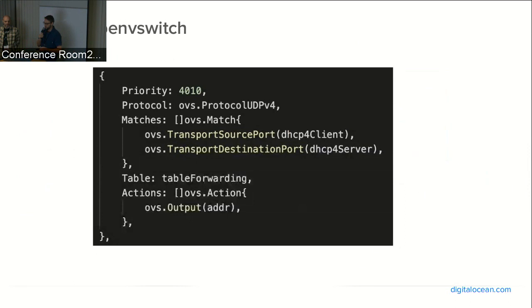Now an example of how to express a flow with go-openvswitch. First, we specify the priority and the protocol, and then the fields on which we are matching. So here we are matching a source port and destination port of the DHCP protocol. We have the table in which this flow will live and the action. So basically here we just output the packet out via the other 0 interface.